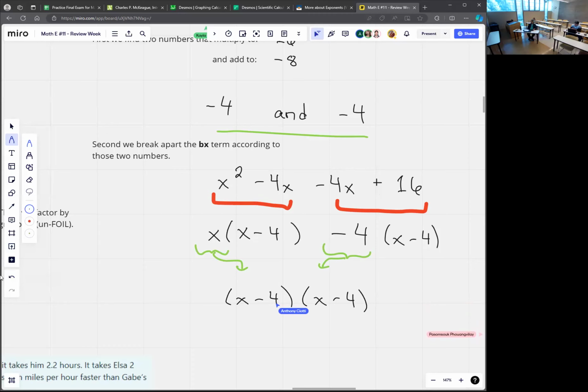Again, this one has the same thing multiplied by itself. So if you knew the multiply something by itself shortcut, you could have used it. But this is actually pretty quick. Okay, questions about anything we've done so far?